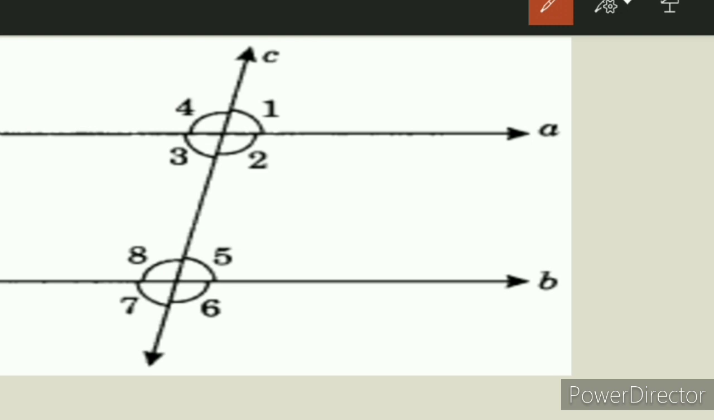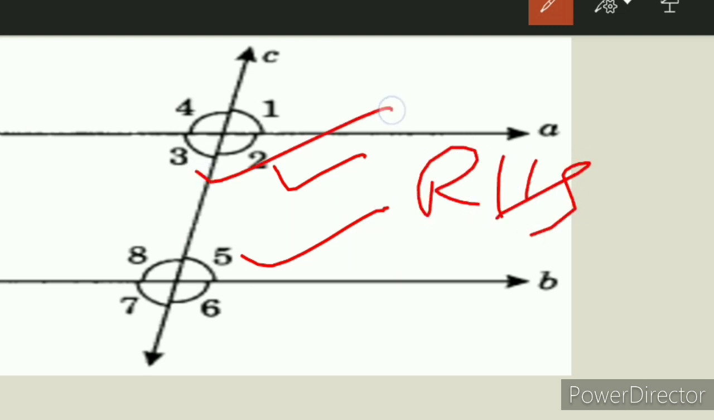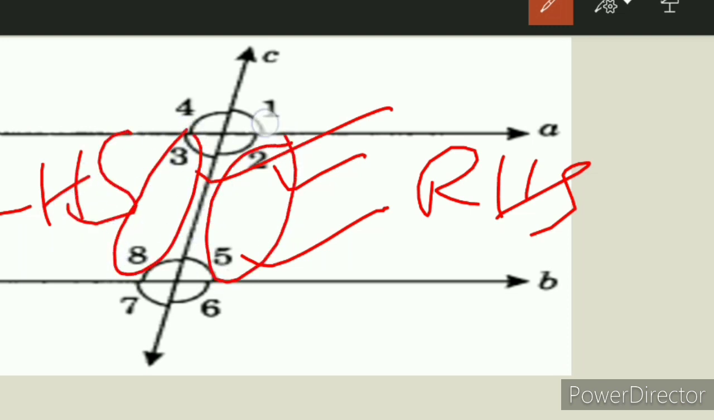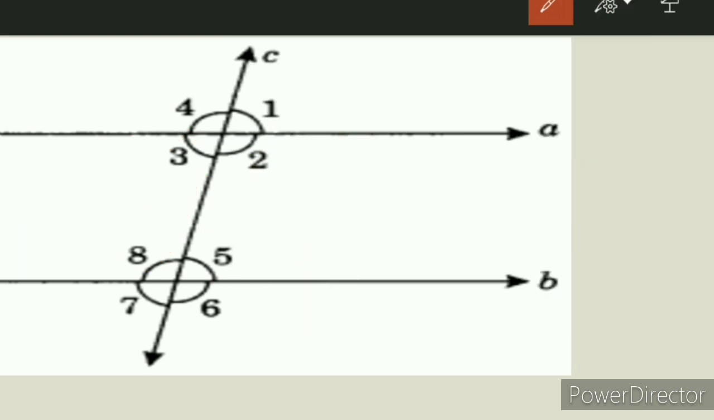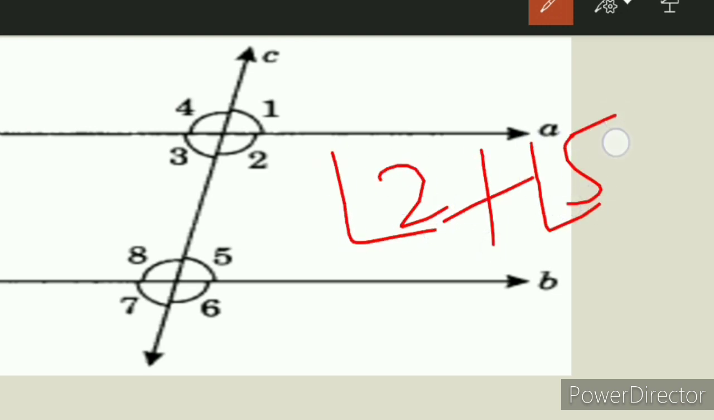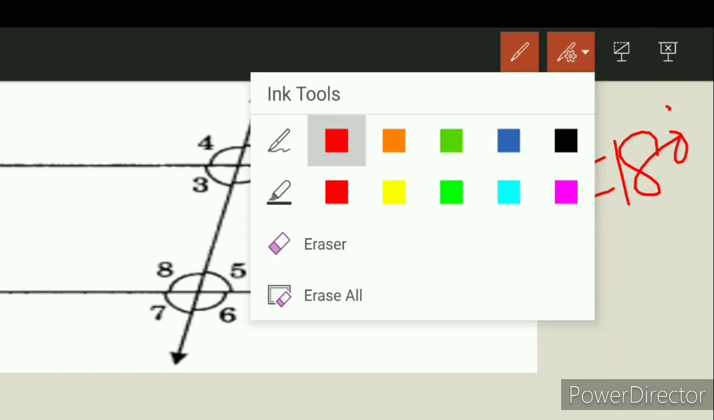Last one, co-interior angles. Co-interior angles are on the same side of the transversal and at the same time inside the parallel lines. Inside the parallel lines: 2 and 5. Got it? Same side of the transversal, that is the right hand side of the transversal. And on the left hand side of the transversal, 3 and 8. 2 and 5 are co-interior angles. Co-interior angles are supplementary. That is, angle 2 plus angle 5 is equal to 180 degrees. Understand? Yes.